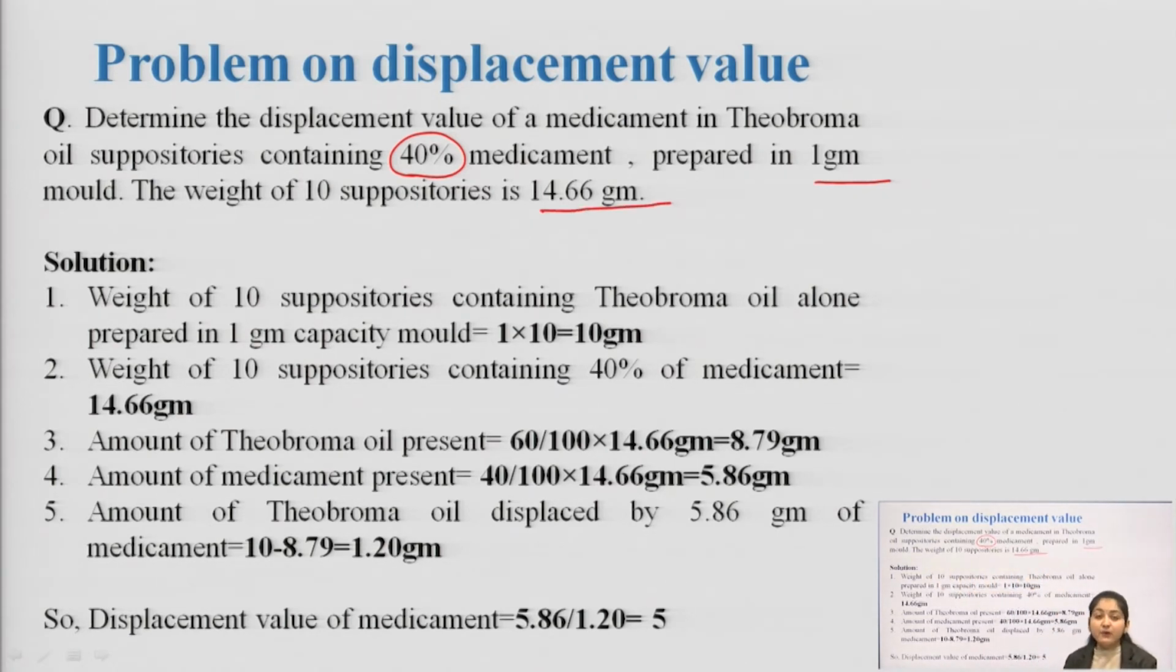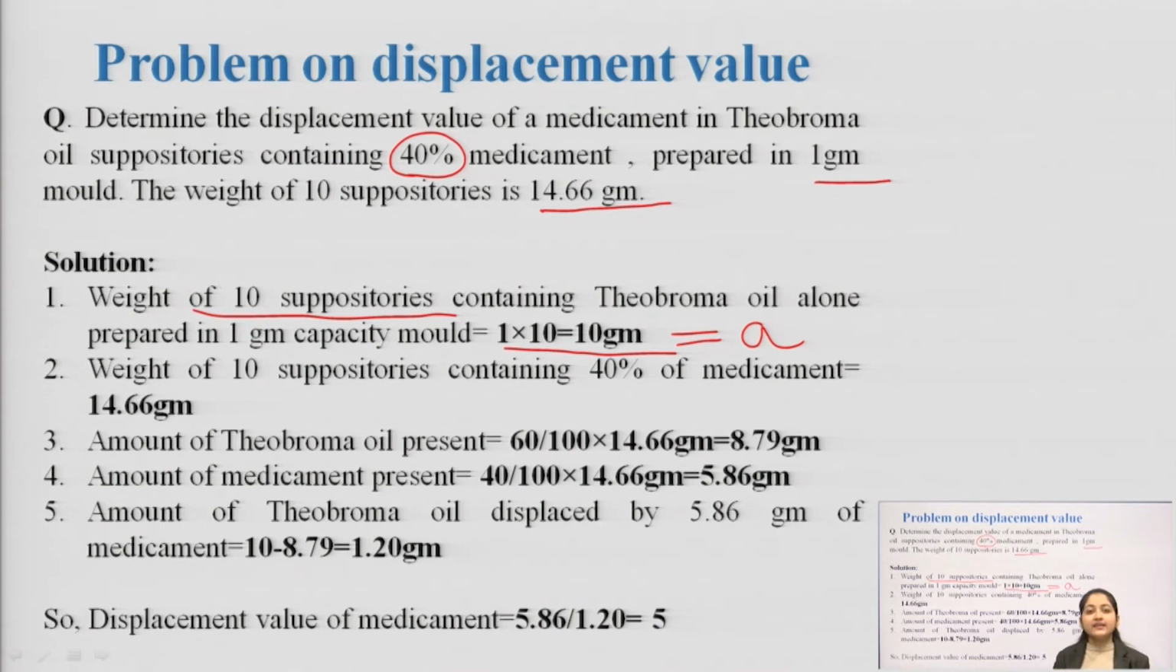So there are multiple pieces of information given in the question itself. So here we are taking slow and gradual steps. So let us understand. Initially हमको क्या दिया गया है इस question में? Weight of 10 suppositories containing theobroma alone is 1 into 10 is 10 gram. Remember the A of the previous slide. Now this is nothing but your A.